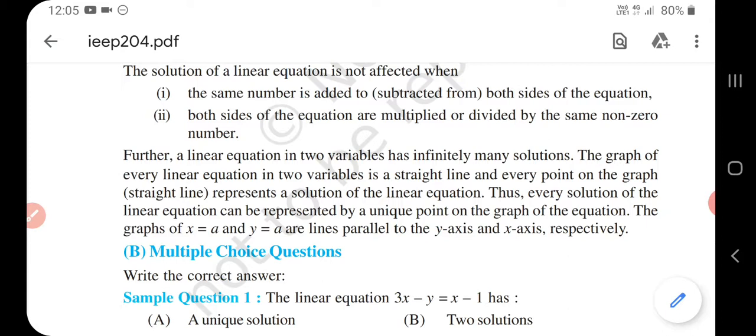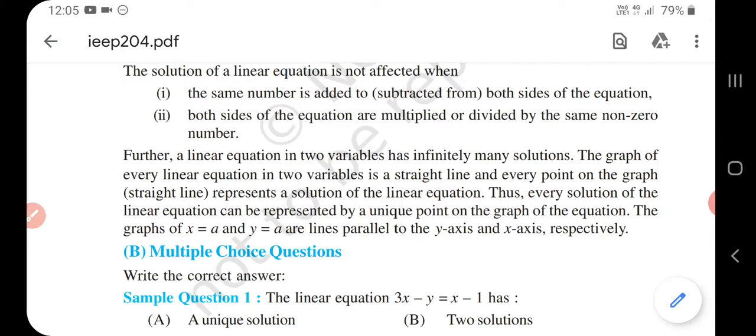We know that a linear equation ax + by + c = 0 in two variables x and y has infinitely many solutions. If we plot these solutions on graph paper, we see that each solution represents a point, and on joining these points we get a straight line. Such a straight line is called the graph of the linear equation.